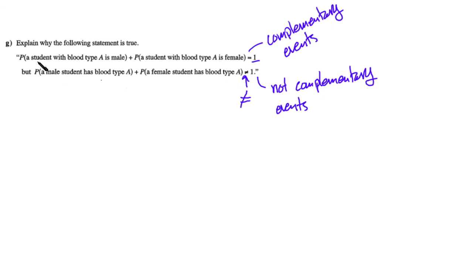But if you know that a student with blood type A is male, then you also know what the probability is that a student with blood type A is female. It's simply going to be 1 minus that first probability. Okay? So I hope that explains it, and I hope this helps.